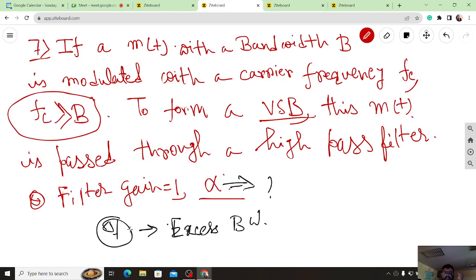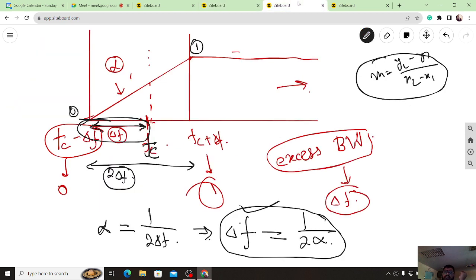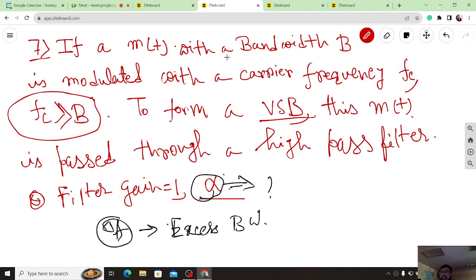And we need to find out the relationship of the excess bandwidth with this slope factor alpha of the high pass filter. So this excess bandwidth delta f has a relationship with the slope of the high pass filter, that is 1 by 2 alpha. So this was a demo of how we can calculate the relationship of the slope of the filter with the excess bandwidth, and this alpha is sometimes called the Taylor factor.